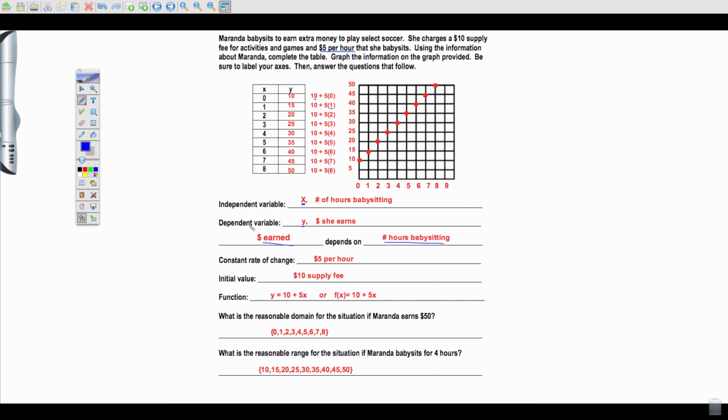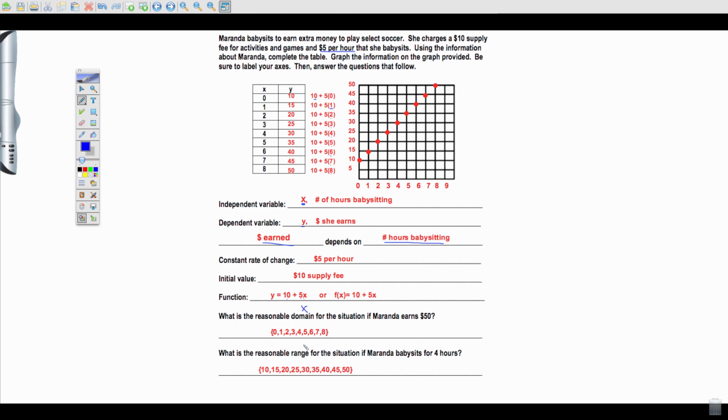The initial value, that's how much she starts with. Well, she charges $10, and it says for a supply fee. But she's going to charge everybody $10 straight up, guaranteed. That's your initial value. Okay. Your function, you could see how we got the table. Your function would be y equals 10 plus 5x. You could also say the amount of money she earns equals $10 plus $5 per hour. You could also write it in function notation, f of x equals 10 plus 5x. Same thing. Those two are the same thing.